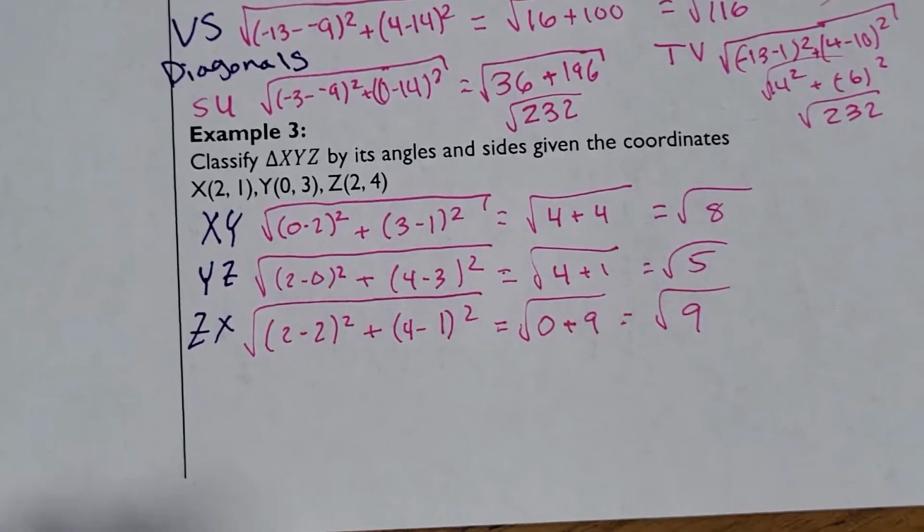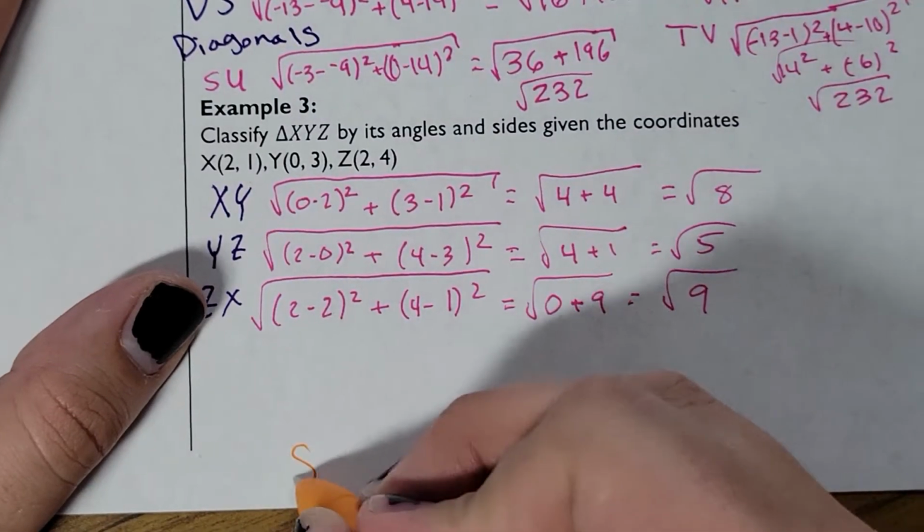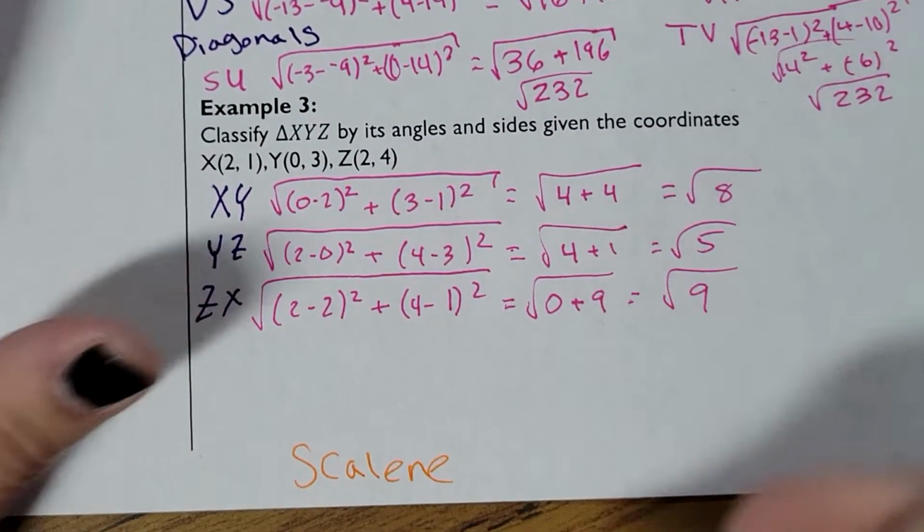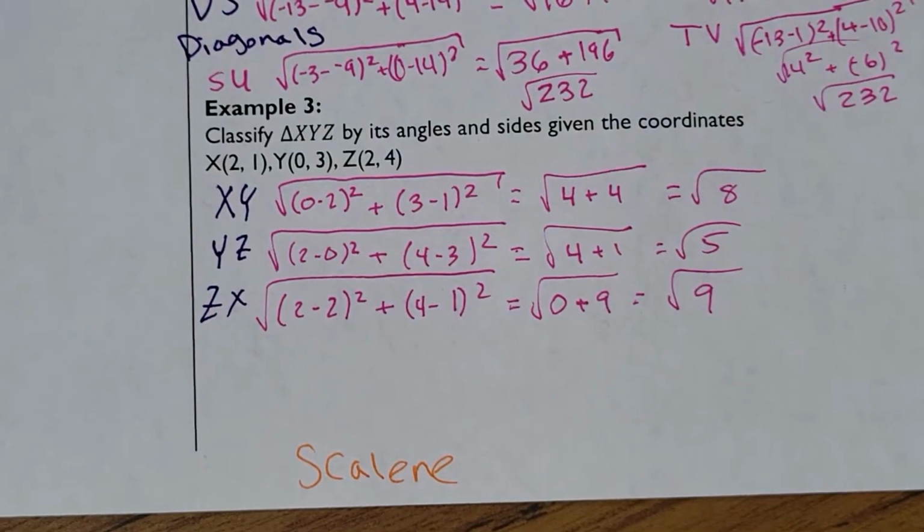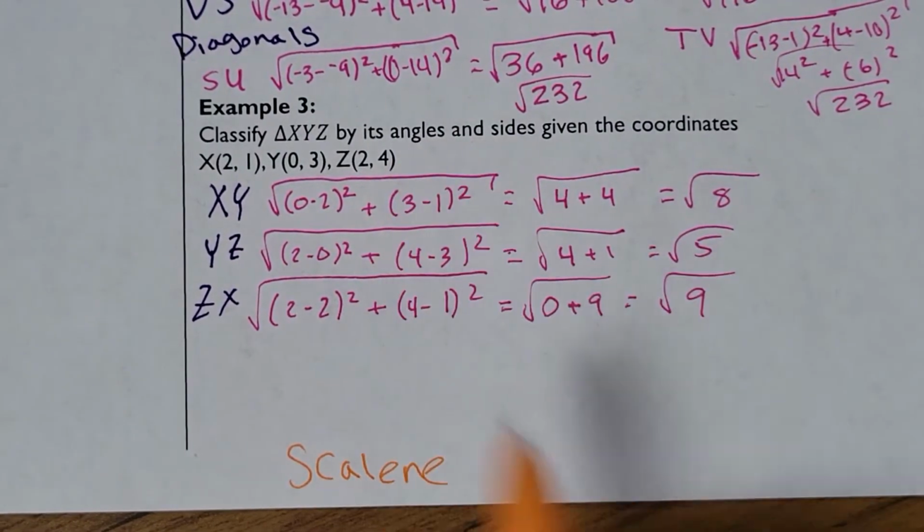All three of those are different. So what this tells me is this triangle is definitely a scalene triangle. Remember, scalene means all three sides are different. Again, I've also got to classify it by its angles too.